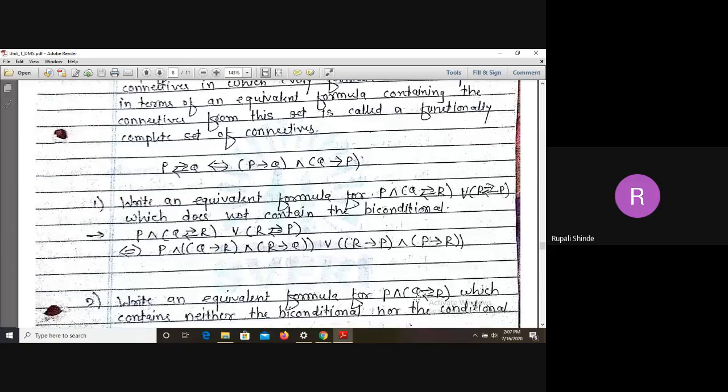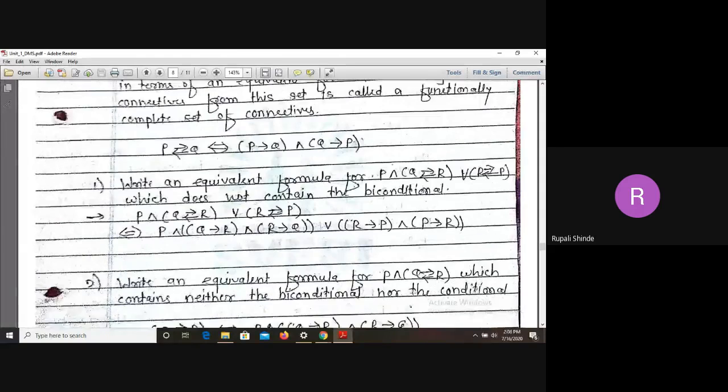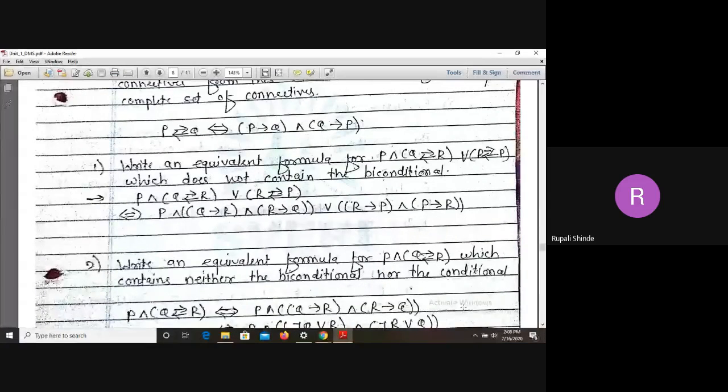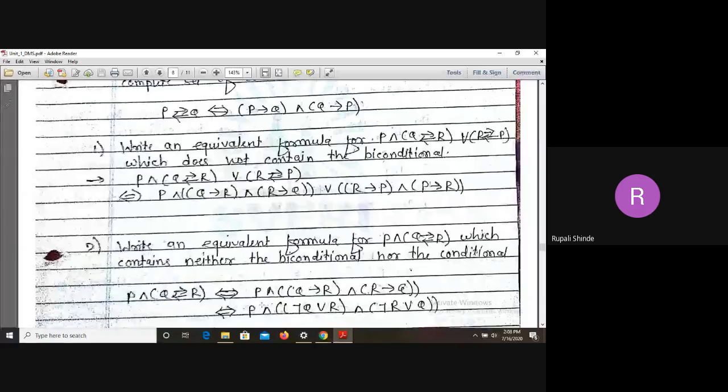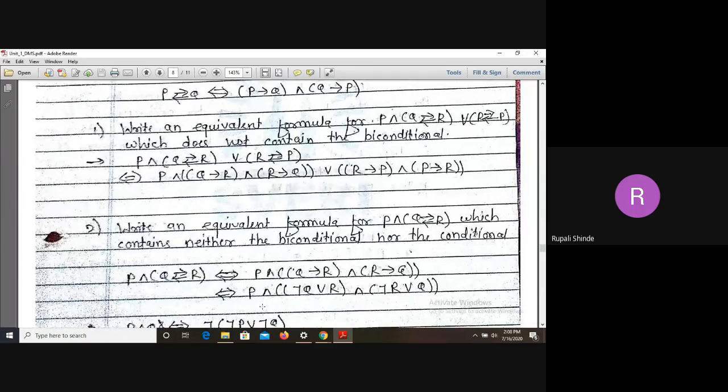Yes. Q conditional R and R conditional Q. Yeah. Q conditional R and R conditional Q. So after that, we have to remove the conditional as well. That's why P and we have to remove this conditional. That's why negation Q or R and negation R or Q. Now check here. In this formula, there is neither biconditional nor conditional. So this is an equivalent formula of given formula.